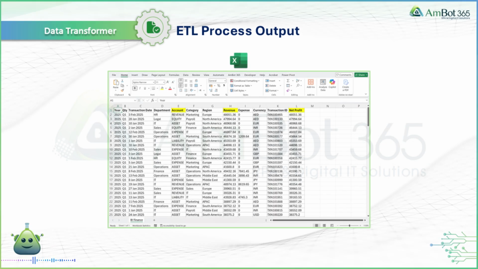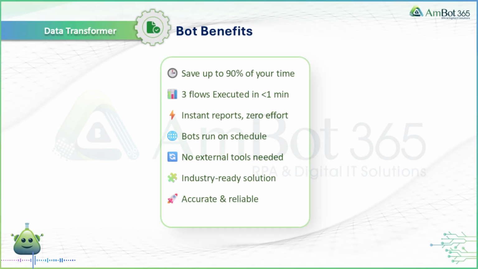This is the final output, one file with all rules applied. Account in uppercase, revenue 0 rows removed, net profits sorted, and unwanted columns gone. This bot saves 90% of your time by executing 3 flows in under a minute. No formulas, no filters. Just business-ready data instantly.